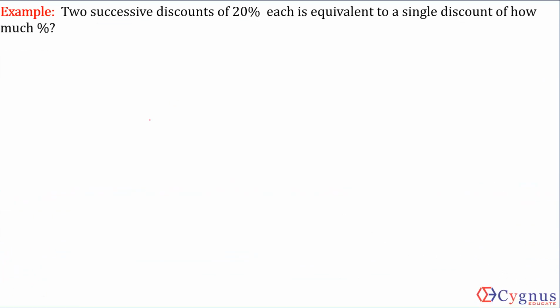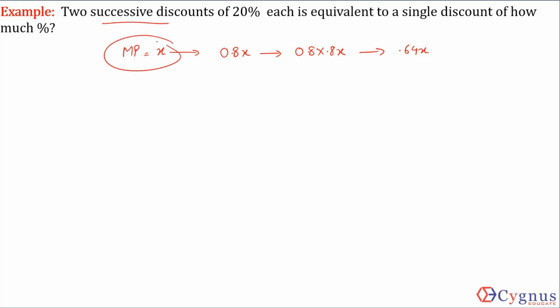What's given here? Two successive discounts of 20% each is equal to a single discount of how much? Let's say the mark price of an article is X rupees. I gave you a discount of 20% first. So it will reduce by 20%. It becomes how much? 0.8x. Next time again, I'll give you one more discount of 20%. That means I need to multiply it by 0.8 again. So finally, what do you get? 0.64x.